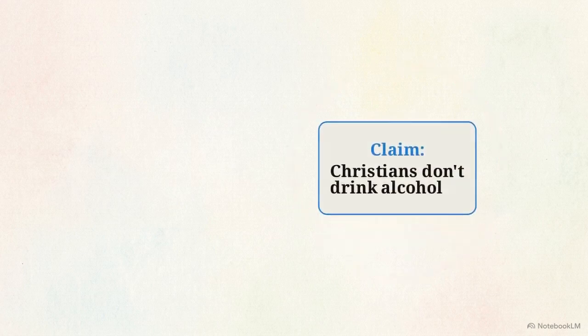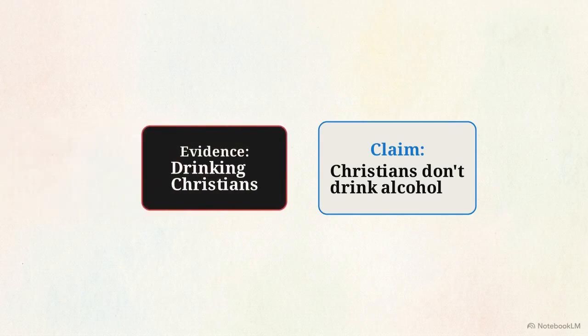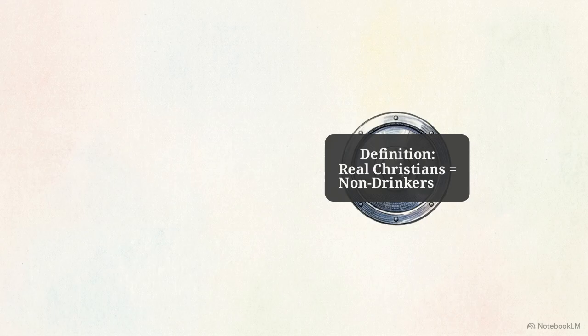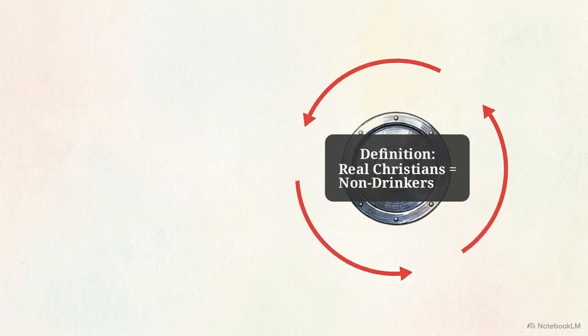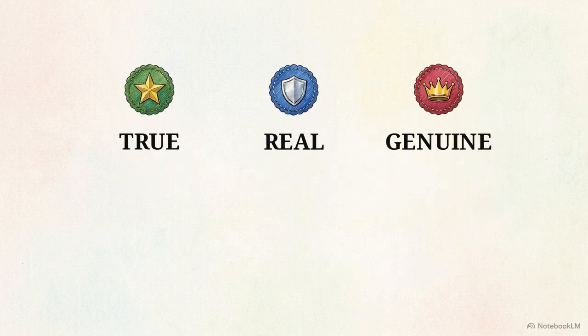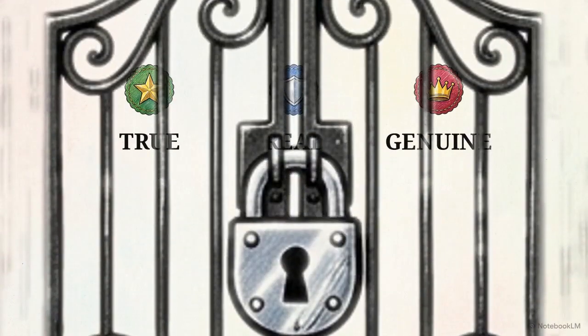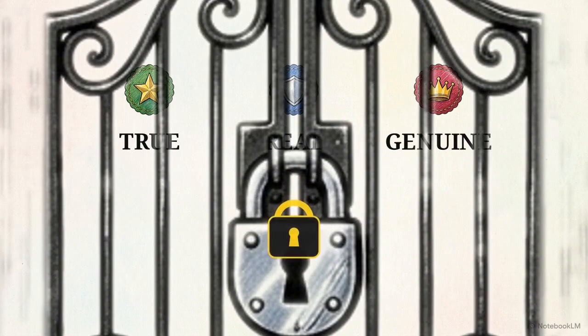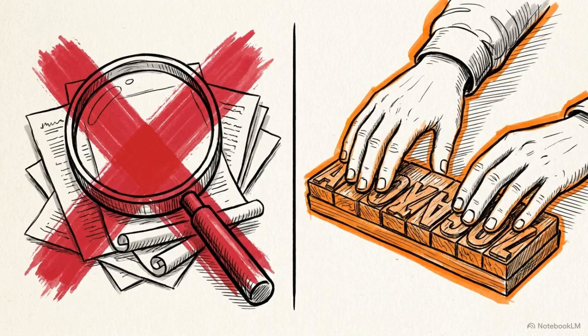We see this identical pattern in other debates. Someone might claim that Christians don't drink alcohol. When presented with evidence of drinking Christians, they dismiss those people as not being real Christians. The logic loop blocking the counter-evidence works exactly the same way. This pattern often relies on specific modifiers like true, real, or genuine. These words act as gatekeepers, allowing the arguer to disqualify any evidence that doesn't fit their narrow definition. Using these modifiers to deflect counter-evidence abandons factual reality in favor of a game of semantics.